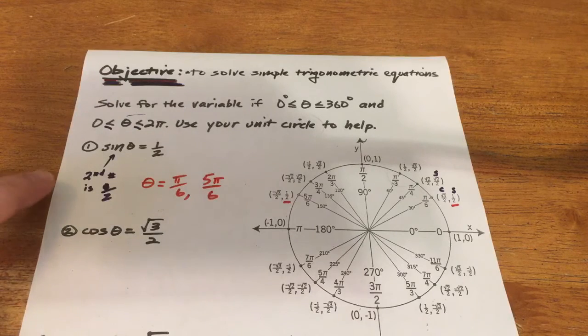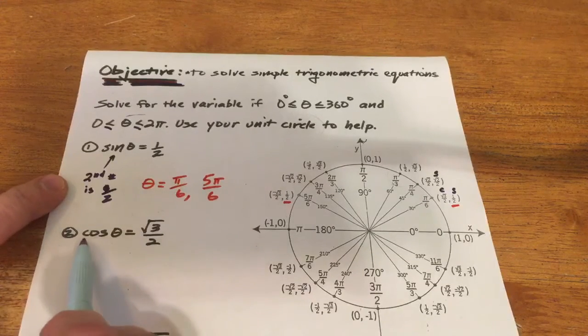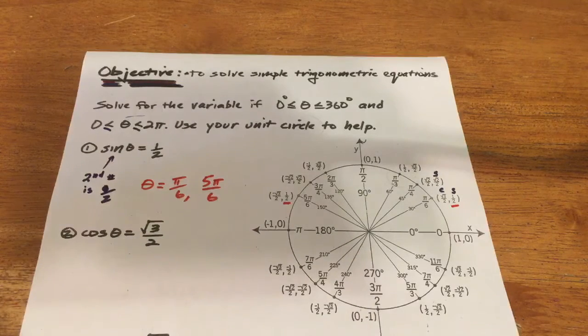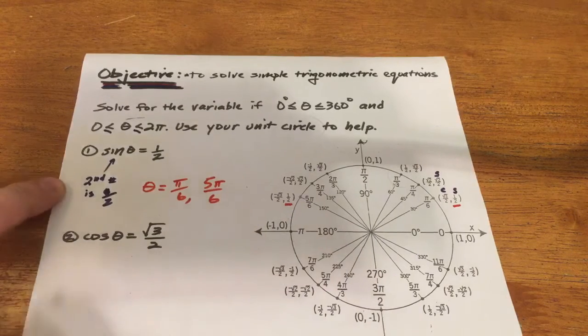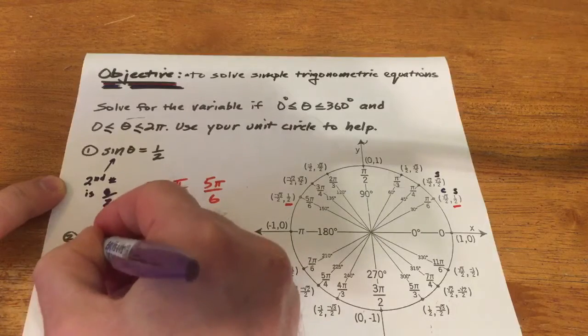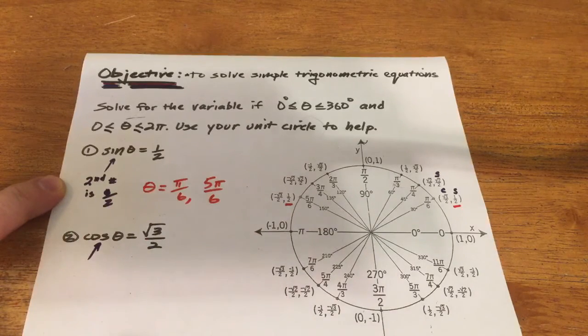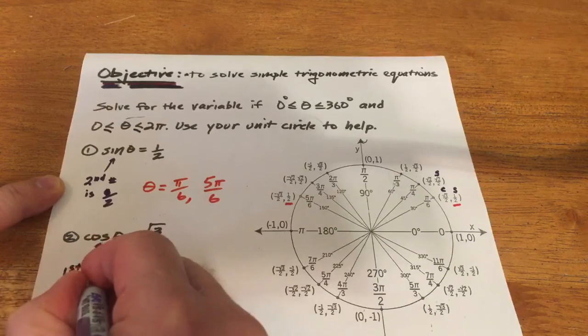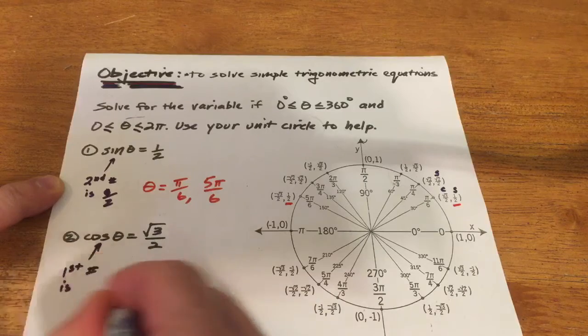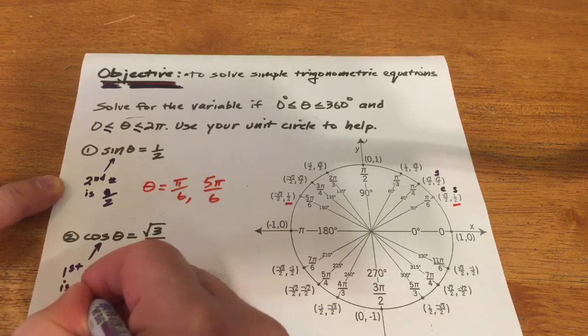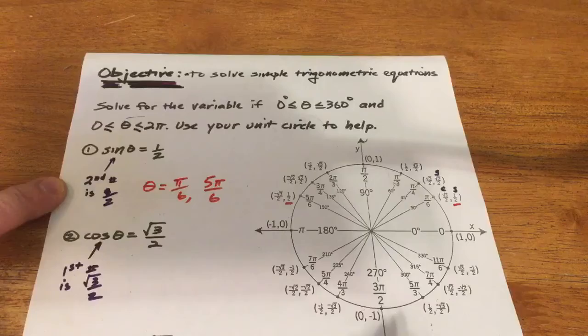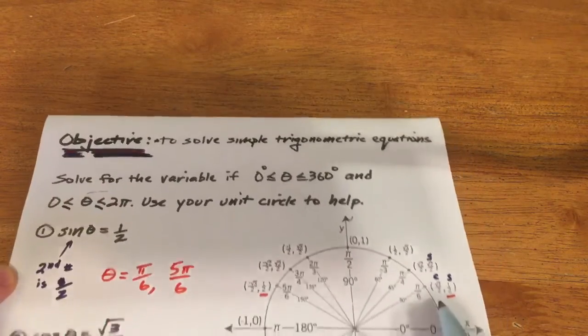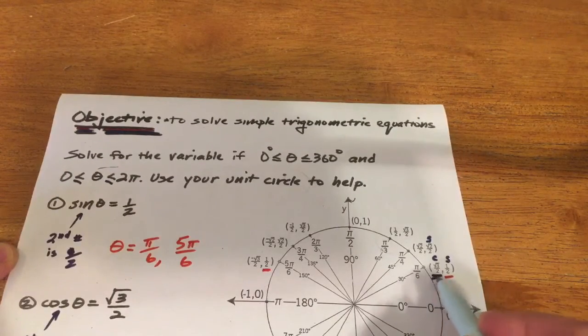Okay, let's take a look at problem number 2. For problem number 2, it says cosine theta equals square root of 3 over 2, and hopefully for your answer, you ended up getting pi over 6 and 11 pi over 6. Let's take a look at this problem. When they're asking for cosine of theta, what they're referring to, of course, is our first number in parentheses. So let's be very clear here. The first number in parentheses is going to be square root of 3 over 2. So as we look at our parentheses, the first number right here, square root of 3 over 2, so that's going to be an answer.